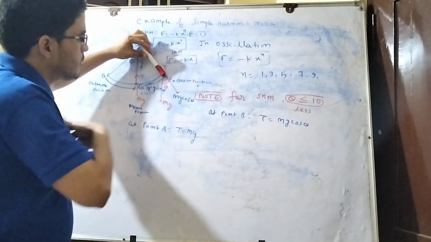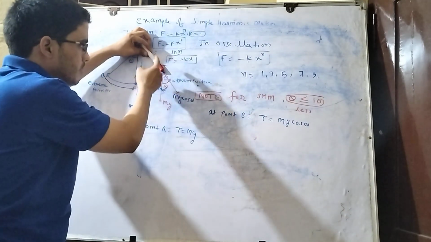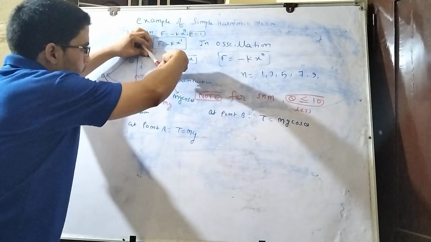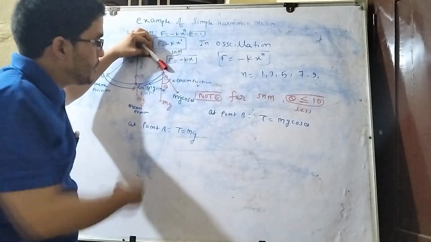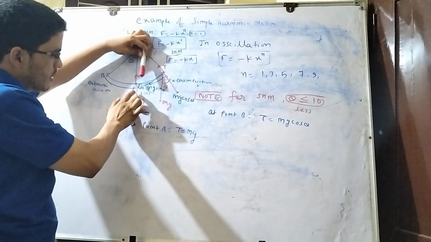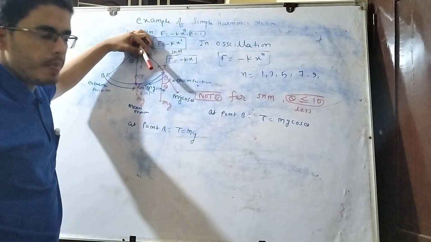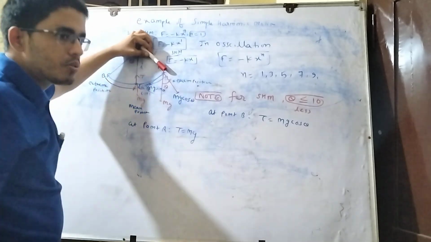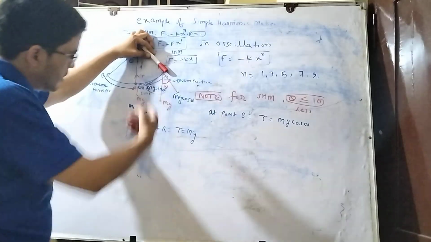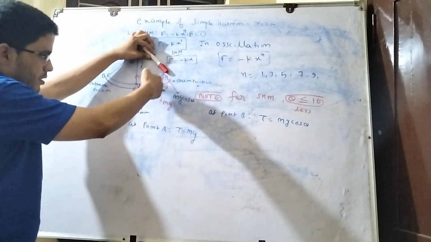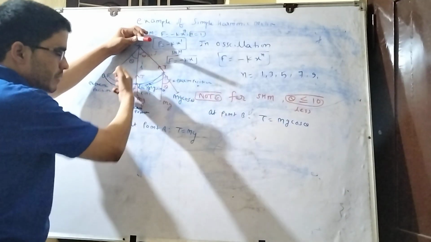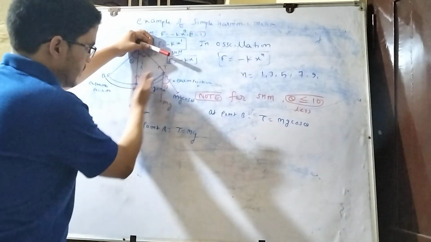At this moment, mg cos theta and tension will be opposite and equal, so they cancel out, right? Due to the mg sin theta force, your particle wants to come toward its mean position. So mg sin theta is called the restoring force, and due to that restoring force, this particle wants to come back toward its mean position.